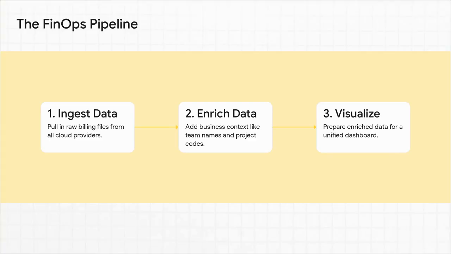So here's the play-by-play of how this pipeline works. First, the ingest stage. We just pull in all those raw, messy, kind of ugly billing files from all our cloud providers. Second, and honestly, this is the magic step. We enrich that data. This is where we add our own business logic. The stuff that actually matters, like team names and project codes. And finally, we prepare for visualization, where we clean it all up, get it into a standard format, and get it ready to tell its story.